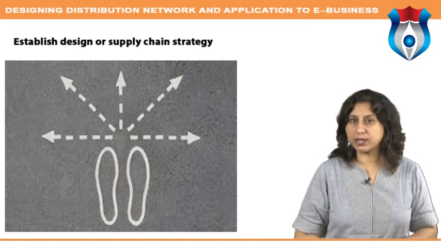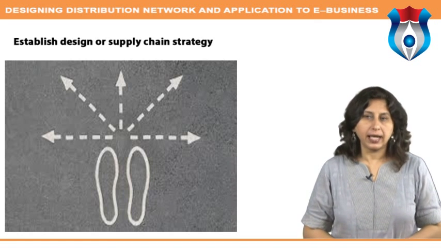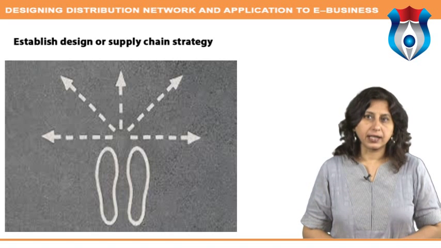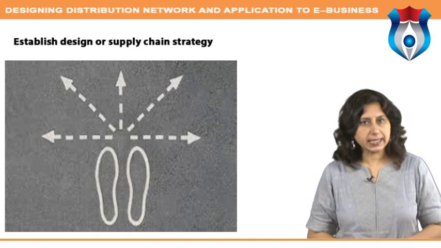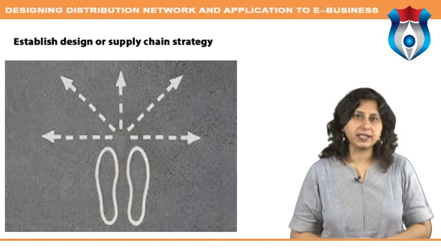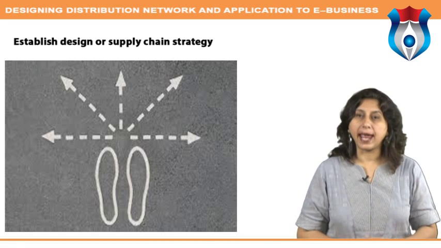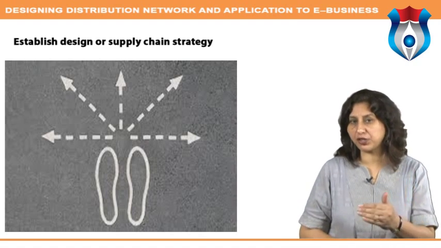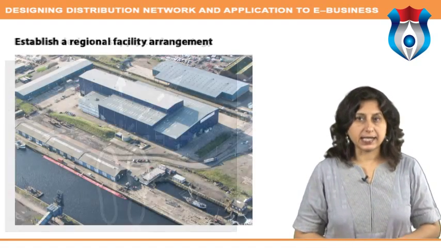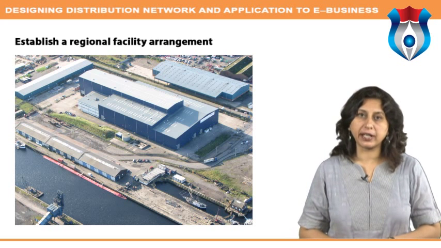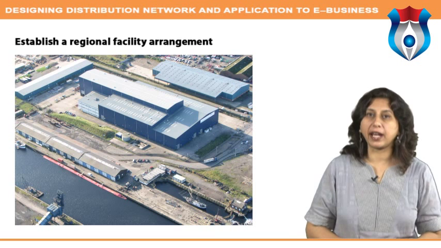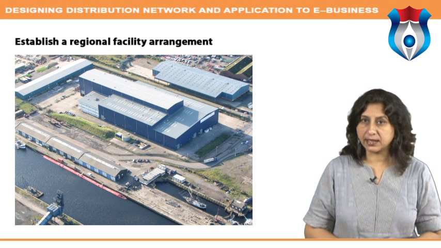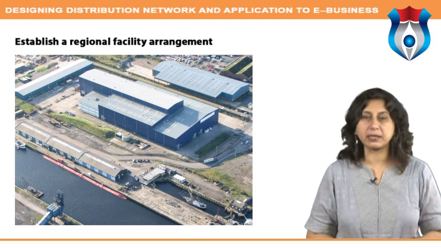Establish the design or supply chain strategy. The purpose of this phase is to establish a major supply chain design. This includes also specifying the stages in the supply chain and every supply chain function to be used. Establish a regional facility arrangement. The purpose of this phase is to identify areas where it will be placed, rules and regulations, and capacity.